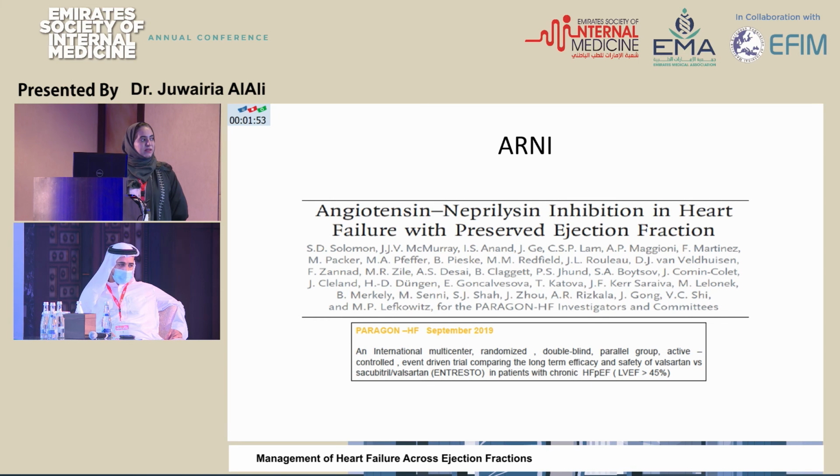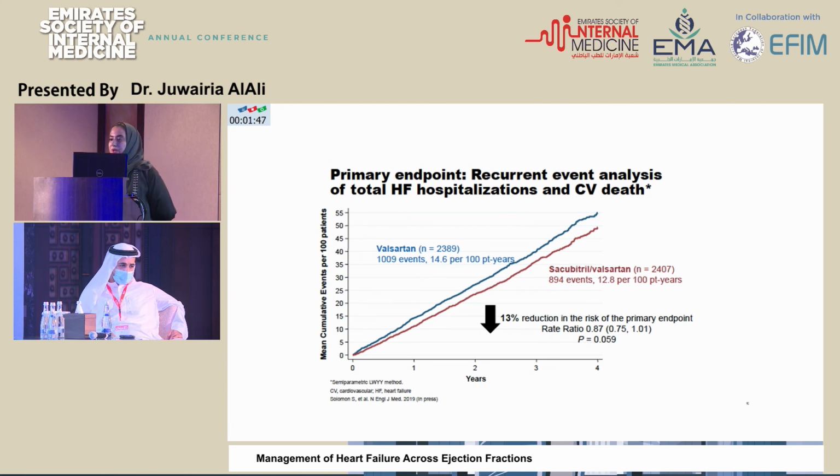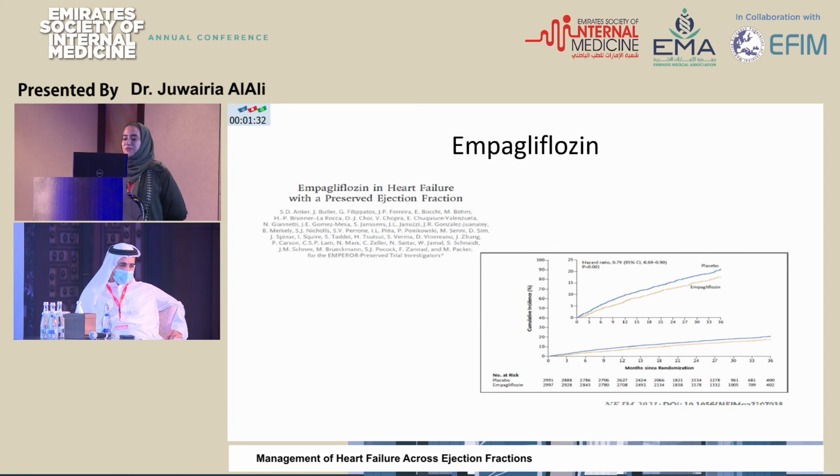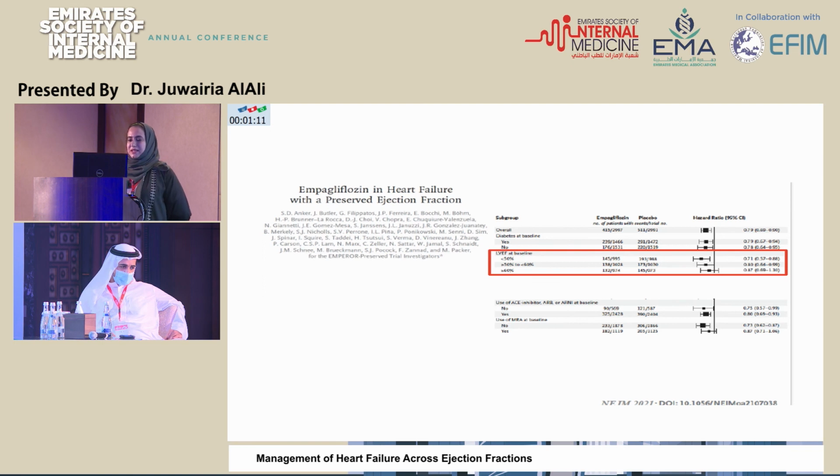I'm just going to run through the couple that I have. So ARNI, you all probably heard about PARAGON-HF. PARAGON-HF did not show a difference in the primary outcome, but if you counted recurrent heart failure events, it showed a benefit in heart failure with preserved ejection fraction. So that's the reason it was not included in the guidelines. Empagliflozin was studied in heart failure with preserved ejection fraction and showed a reduction in the composite endpoint of mortality and hospitalization, but that was driven mainly by hospitalization. The reason SGLT2 inhibitors are not part of the guideline is that the guideline was updated in March 2021, before this trial came out, so probably you're going to see it in the next update.